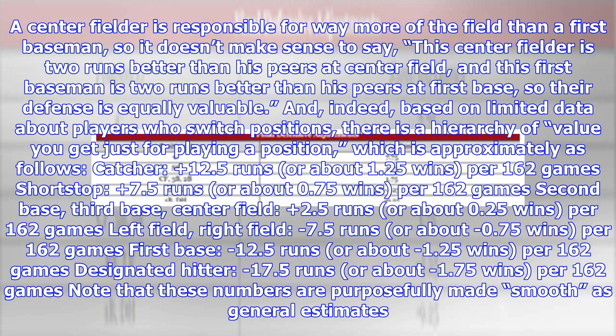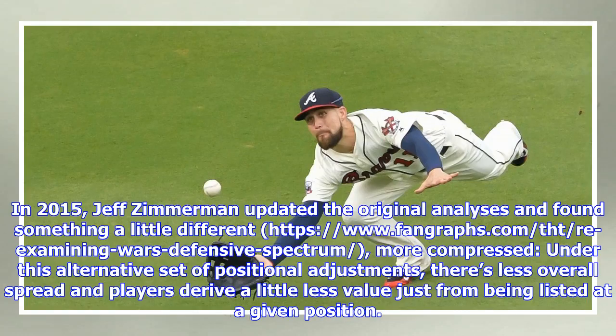Indeed, based on limited data about players who switch positions, there is a hierarchy of value you get just for playing a position, which is approximately as follows: catcher, 12.5 runs, or about 1.25 wins, per 162 games; shortstop, 7.5 runs, or about 0.75 wins, per 162 games; second base, third base, center field, 2.5 runs, or about 0.25 wins, per 162 games; left field, right field, minus 7.5 runs, or about minus 0.75 wins, per 162 games; first base, minus 12.5 runs, or about minus 1.25 wins, per 162 games; designated hitter, minus 17.5 runs, or about minus 1.75 wins, per 162 games. Note that these numbers are purposefully made smooth, as general estimates. In 2015, Jeff Zimmerman updated the original analyses and found something a little different.